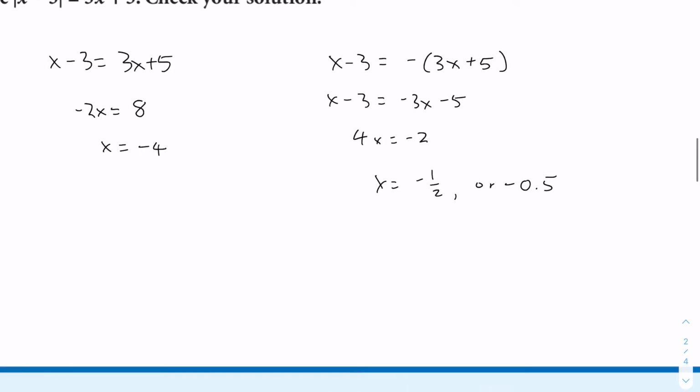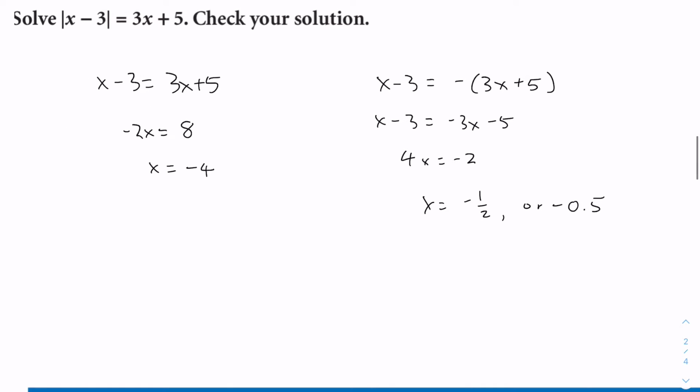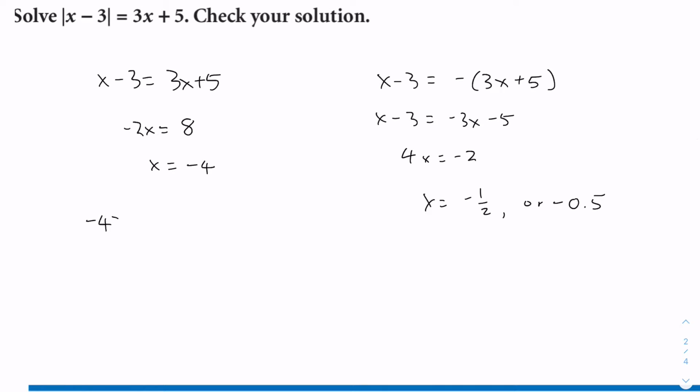To check the solutions, you would plug the possible answers into the equation. So when you plug negative 4 back in, it will be the absolute value of negative 4 minus 3 equal to 3 times negative 4 plus 5. The absolute value of negative 7 is not equal to negative 7, which means the first solution is false. It's an extraneous solution.